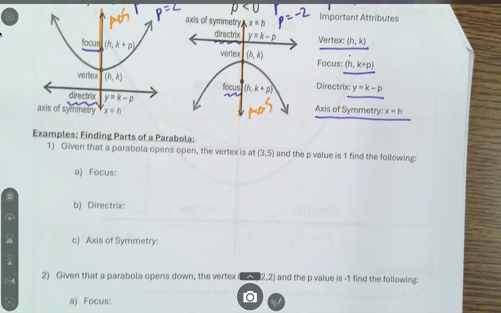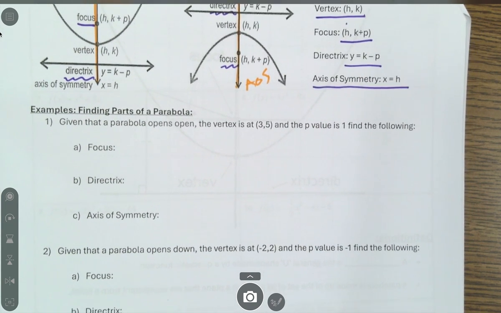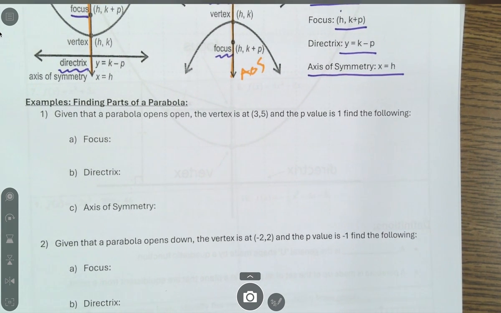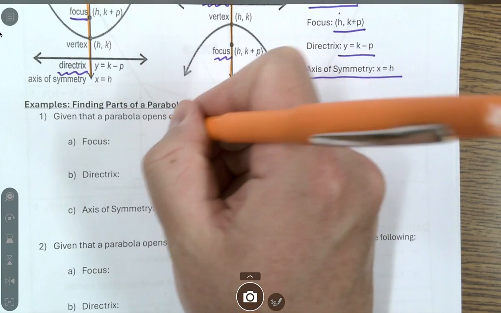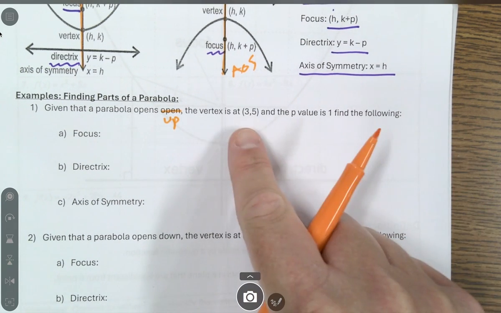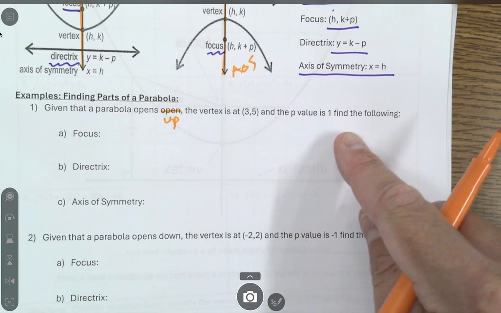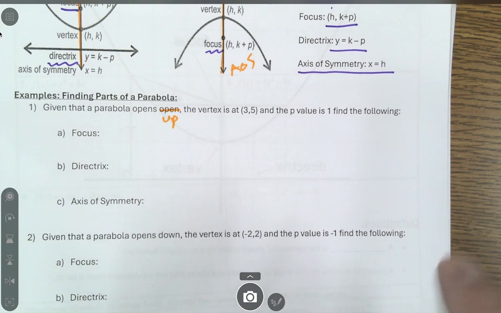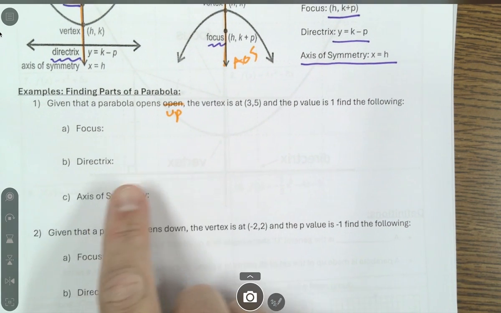It says, finding parts of a parabola. Given that a parabola opens, that should say up, the vertex is at 3, 5, and we have a p-value of 1. Find the following. So we need to find the focus, the directrix, and the axis of symmetry.